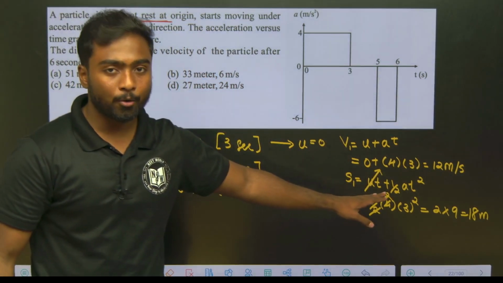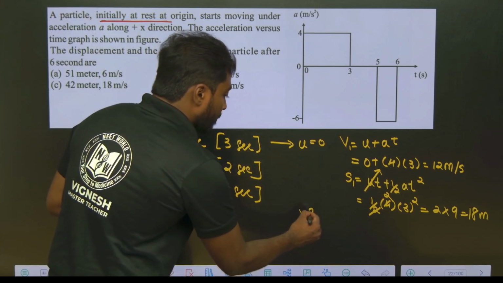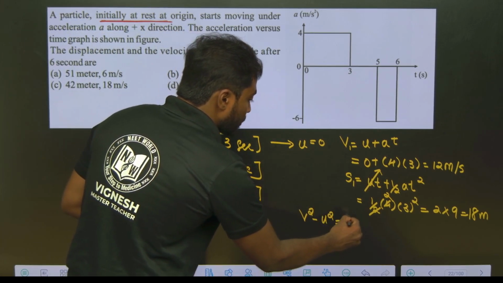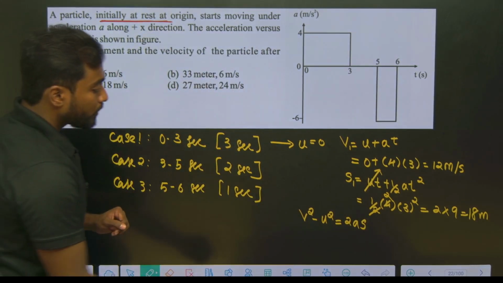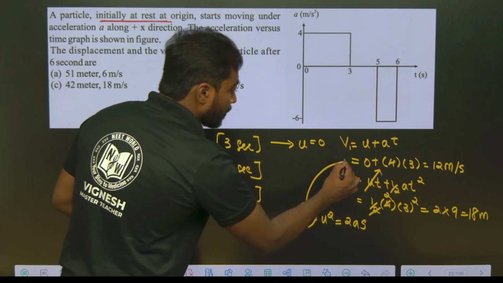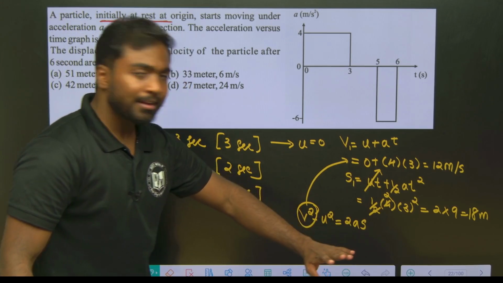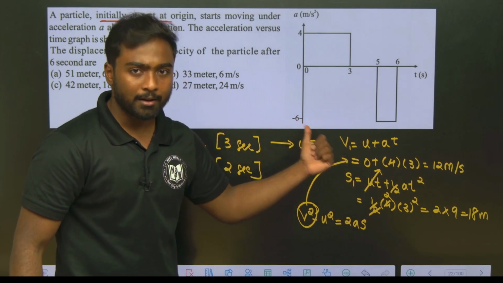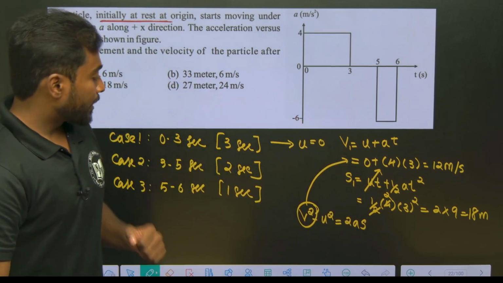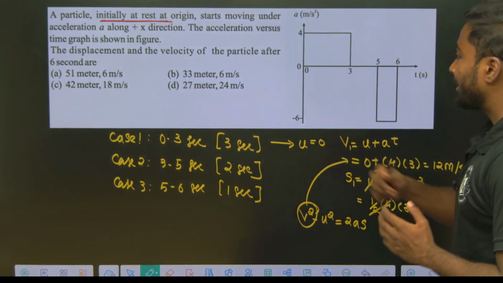I told you that v² − u² = 2as. From this also I can find the displacement by using v, the final velocity, which is 12, and u is 0, with the acceleration. So from this also I can find the displacement of the given particle. Case 1 is completed. We'll go for case 2 now.